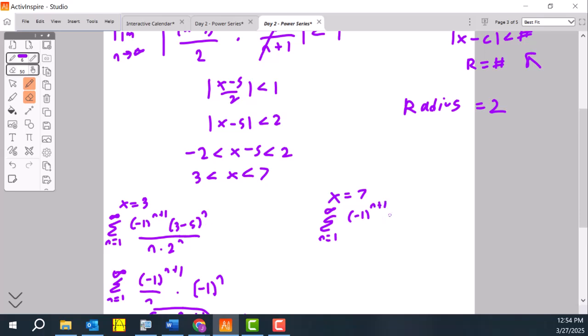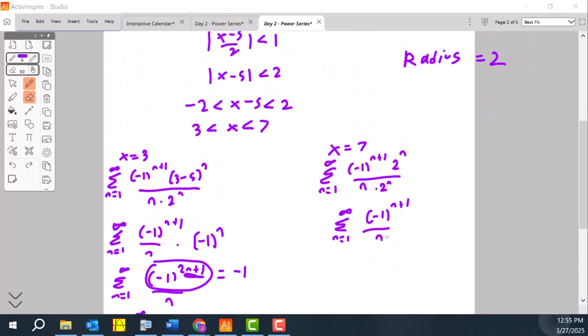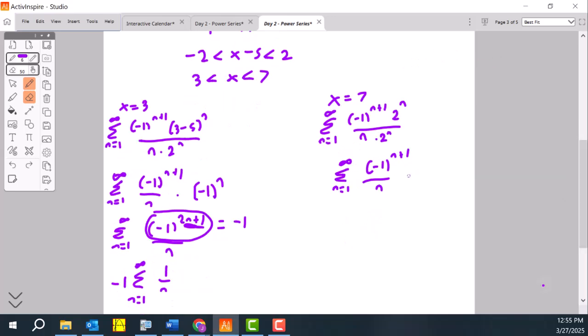7 minus 5 to the n is just going to be 2 to the n over n times 2 to the n. 2 to the n over 2 to the n cancels, leaving negative 1 to the n plus 1 over n. This is a series we've seen before. This is an alternating series in which you have 1 over n. But it's alternating, so this one will converge. You can say it converges by alternating series test, or this is a known series.